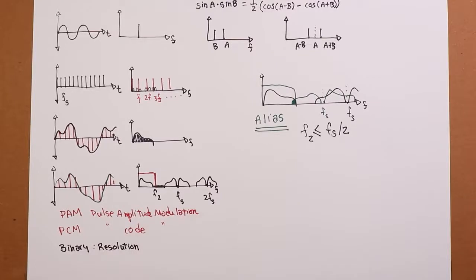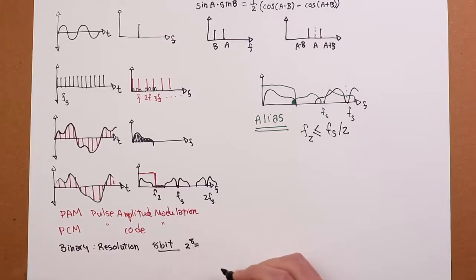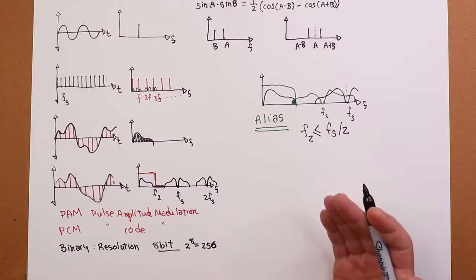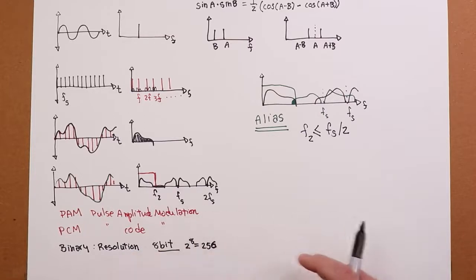It's not infinite, okay? So for example, if I have an 8-bit coding, if I'm going to use a single byte, 2 to the 8th gives us 256 possible values. In other words, from 0 to 255. If I go to 10-bit coding, it'll be 1024. Right? The more bits I get, the more possible values I have.